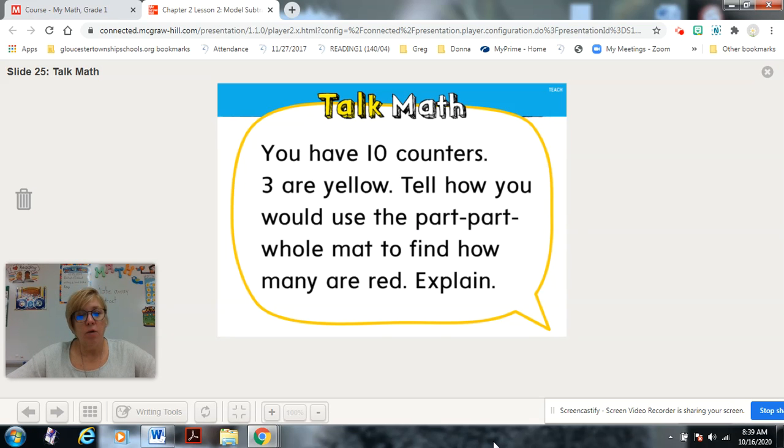Tell the adult sitting next to you how you would use the part whole math to find how many are red. It says explain. And the way to explain is show them with your 10 counters, when you take 3 of them as yellow, how do you know what the other part is for red? Pause to tell them and show them.